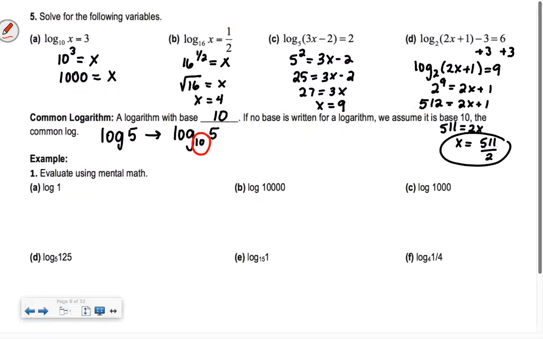So base 10. Okay, so let's try these. So it says log of 1. Okay, so let's rewrite. So we're thinking log base 10 of 1. Okay, these will be on the non-calculator section, so you need to know how to do these without a calculator. Okay, so here's what we're going to think. So we're going to say that that's all equal to x. So you can write equals x on your page if you need to.